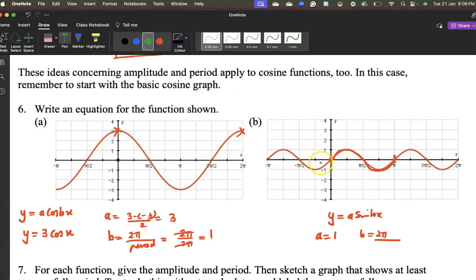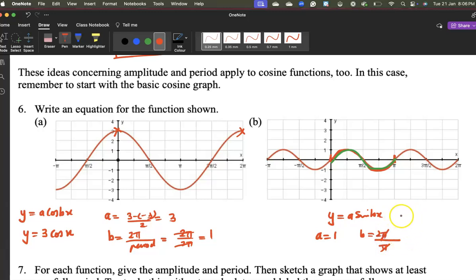Period is one graph, one max, one min. A day is day and night, that's one complete day. So it's like one cycle. So what is the period? The period would be 0 to pi, so that would be pi. So b is 2.